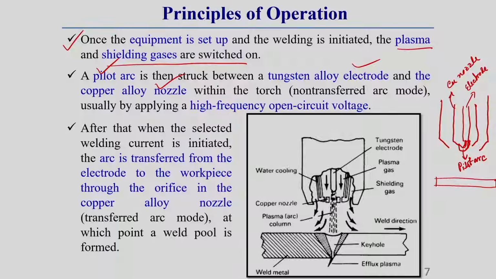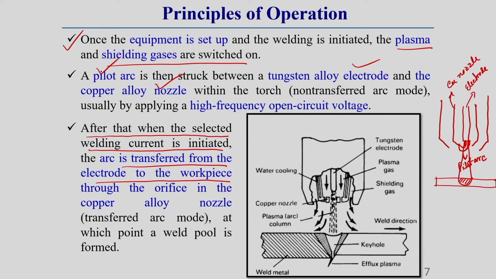You just keep it in mind. After that, once we start the actual welding current, the arc transfers from this electrode to the workpiece. That means, this pilot arc then transfers from electrode to workpiece, which I have written here. When the selected welding arc is initiated, the arc is transferred from electrode to workpiece. At that time the weld pool is formed here and welding is done. These things you should keep in mind.